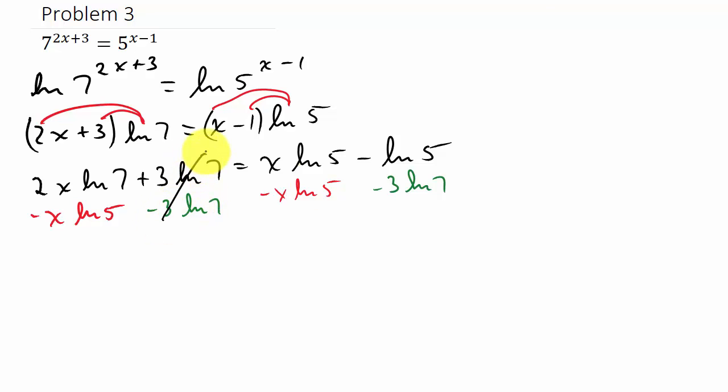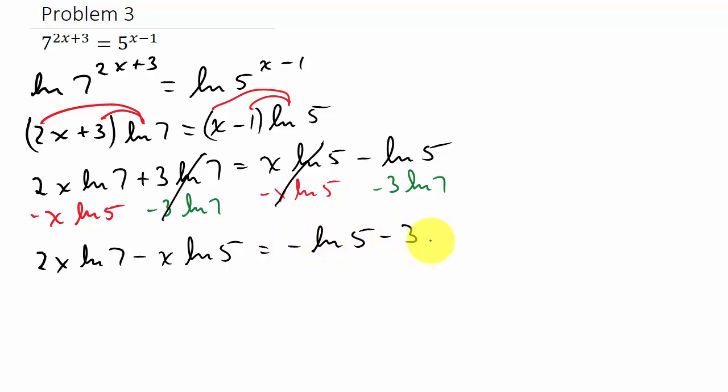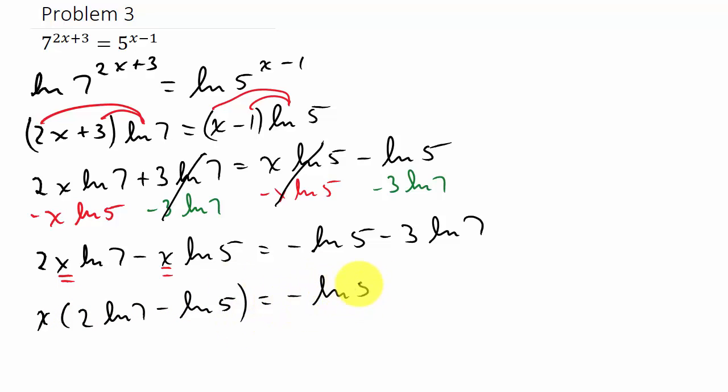And we can see those cancel out and those cancel out. So I'm left with 2x natural log 7 minus x natural log 5 equals negative natural log 5 minus 3 natural log 7. Alright, and so here we have a common factor of x. We can factor that out, factoring out the greatest common factor. And so that's x times 2 natural log 7 minus natural log 5 equals negative natural log 5 minus 3 natural log 7.